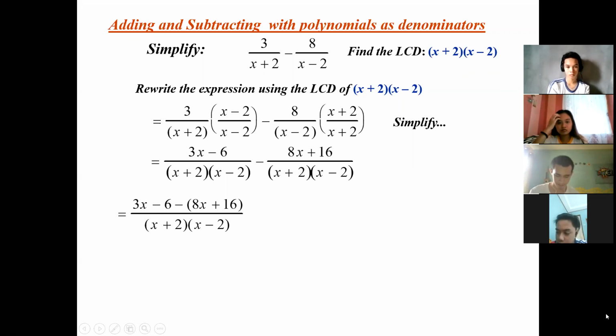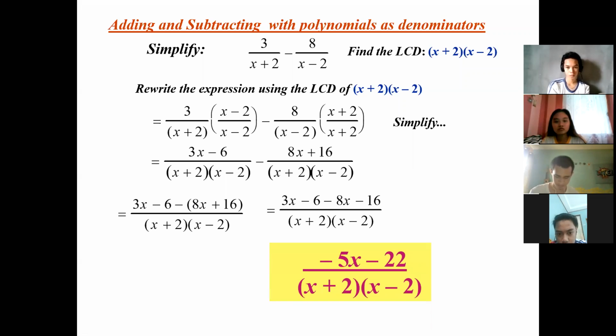Perform the indicated operation. You have 3x minus 8x is negative 5x, and negative 6 minus 16 is negative 22. So our final answer is negative 5x minus 22 all over x plus 2, x minus 2. Or you can factor the negative sign in your numerator. You'll end up with the answer negative quantity 5x plus 22. No?